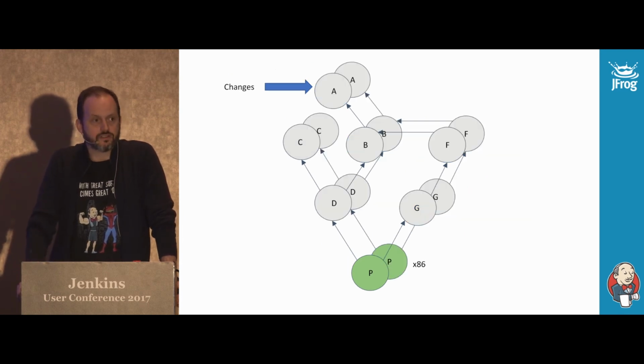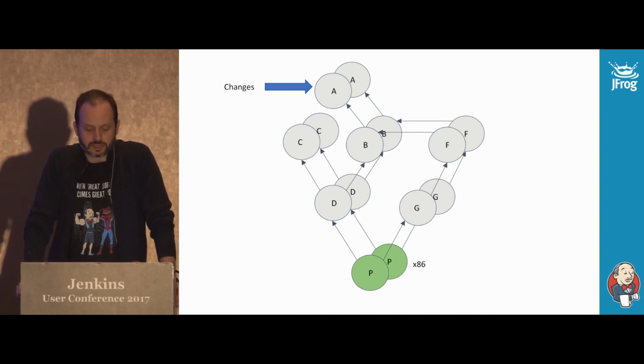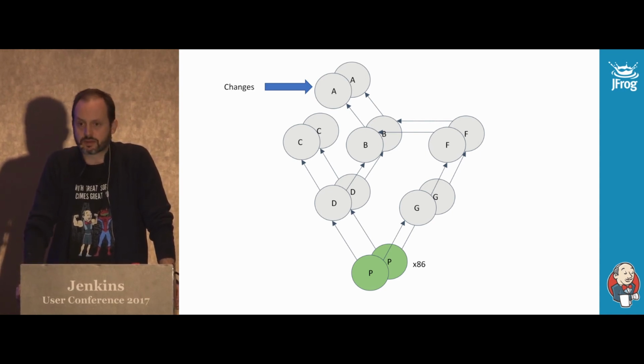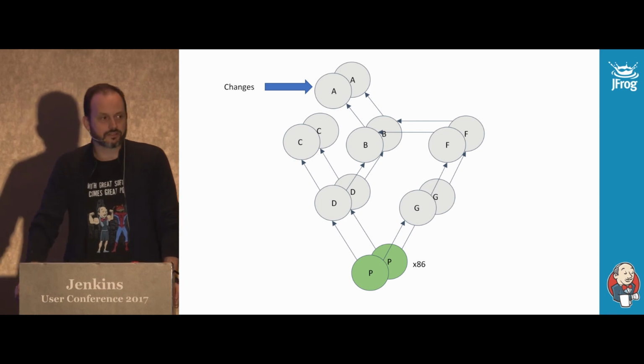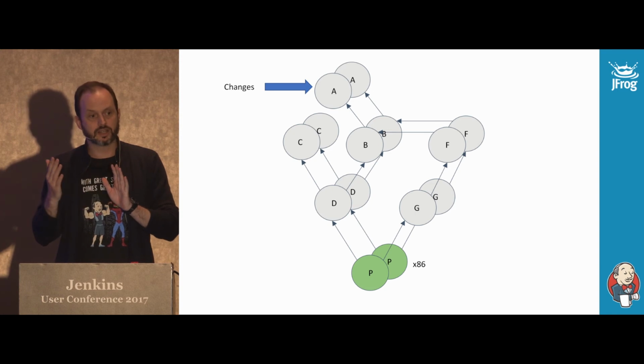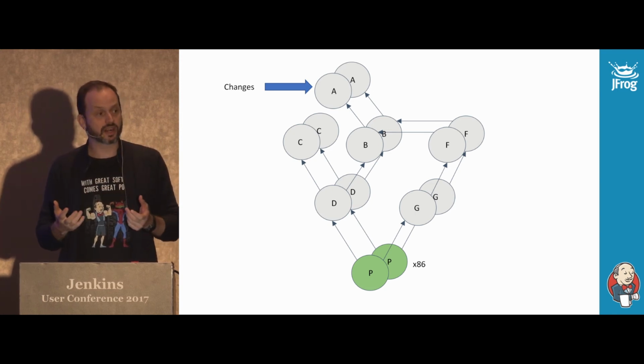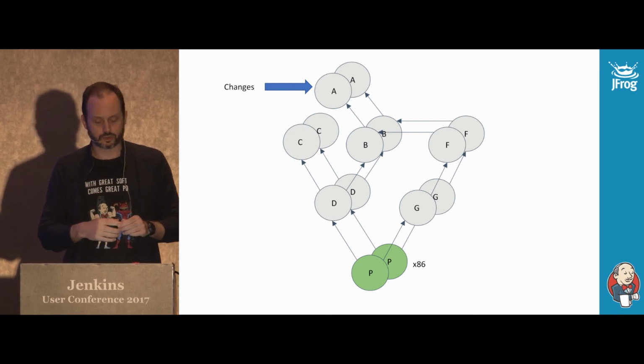Actually, this is an oversimplification, because when you are making a change to A, it's very likely that you want to build several configurations. For example, let's say that we are building a 32-bit application and a 64-bit application. Then you have several dependency graphs in parallel that have to be fully resolved, and they can be done in parallel too. So they can be parallelized too.